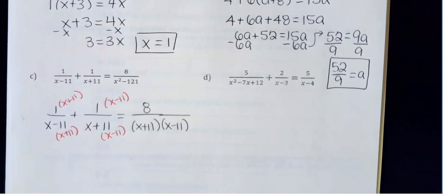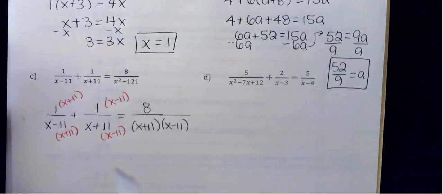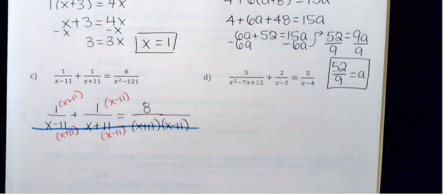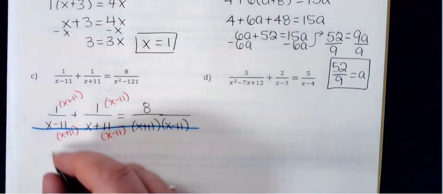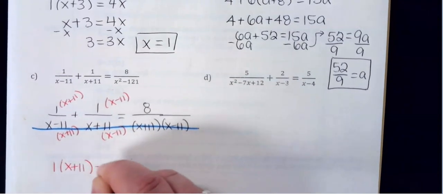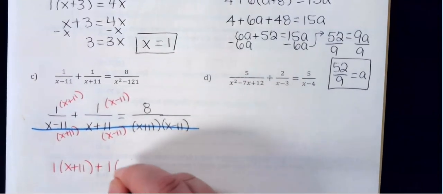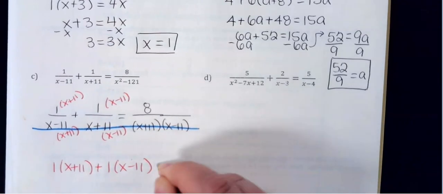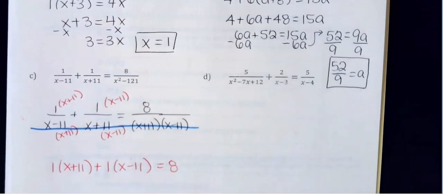So now everybody's denominator is x minus 11, x plus 11. So once you make them all match, you don't even deal with the denominator, just get rid of it. And for the top, that first fraction, we would just have 1 times x plus 11. In the middle, it would be a plus sign, 1 times x minus 11. And then over here, we would just have 8.